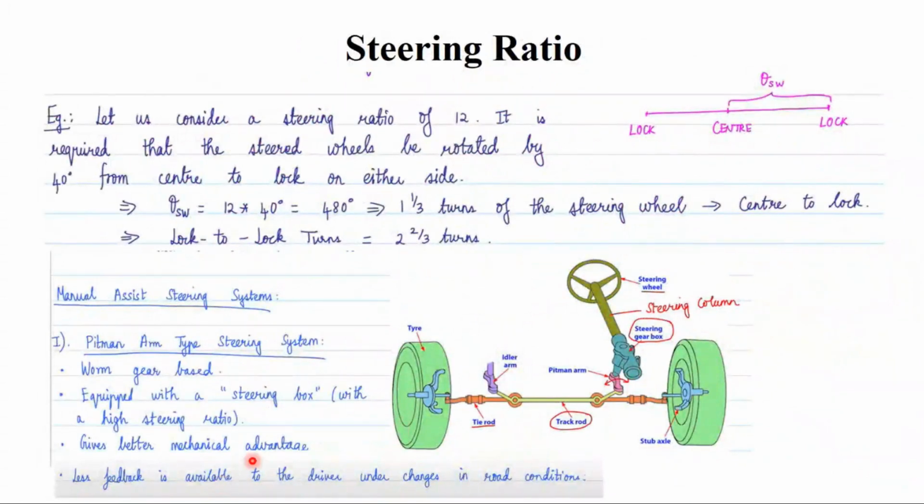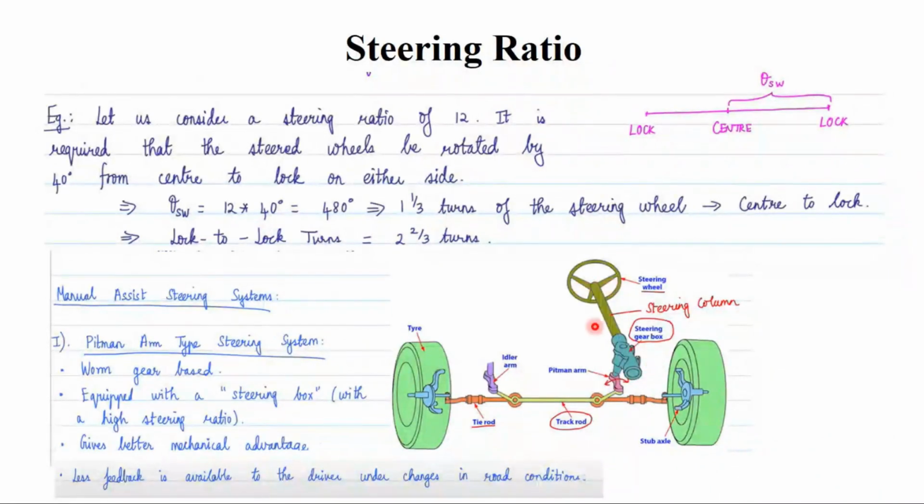So the first type is going to be the Pitman arm type steering system. This is the steering wheel, and this is the steering column. You have the steering gearbox, and this is the track rod. You have the arm or the linkage which is connecting the track rod to the steering gearbox, and this is nothing but the Pitman arm.